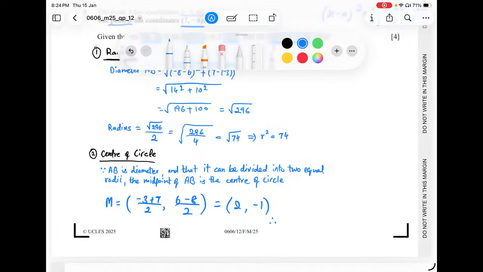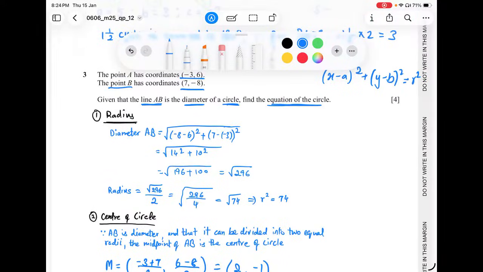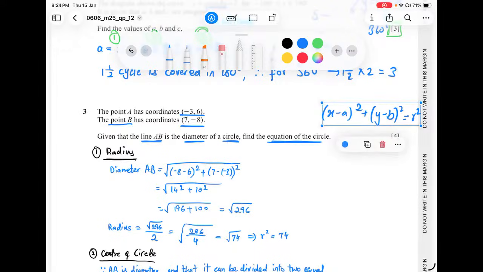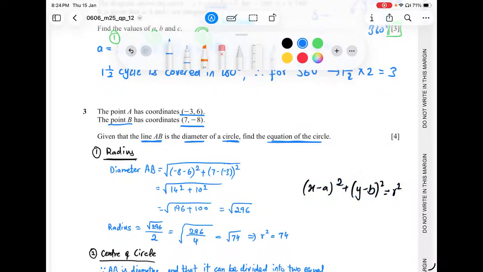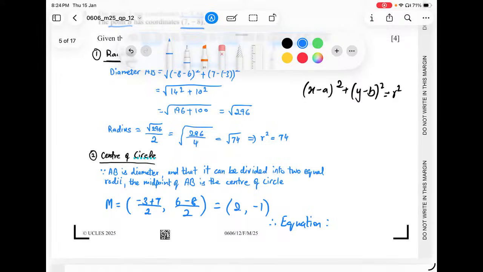So now you can club your information together into the equation of the circle. As they told you to find the equation of the circle, you can just find it by substituting the values to this part. So that would be x minus a is your x coordinate. So x coordinate of the center, (x minus 2) squared plus y minus -1. So minus of -1 would be +1. So that's squared. And then your r squared is, as we found, 74. So that's your equation.